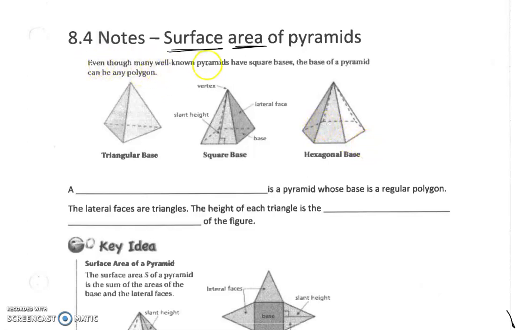So even though many well-known pyramids have square bases, the base of a pyramid really can be any polygon. Okay, so the pyramids you're used to have square bases, but really they can have any. So, a couple vocab words.